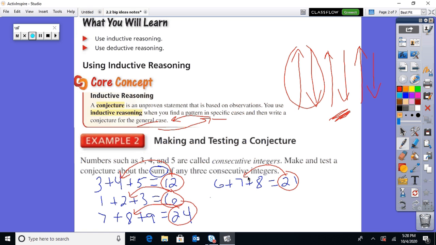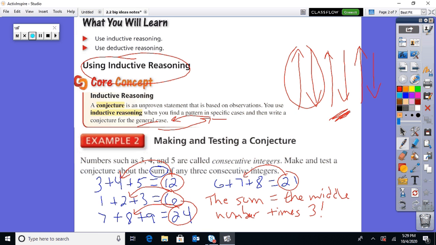So let's see. The sum equals the middle number times 3. So there's an example. All right, you made a conjecture based on the patterns that you observed, and that is inductive reasoning, based on patterns you observe, based on observations.